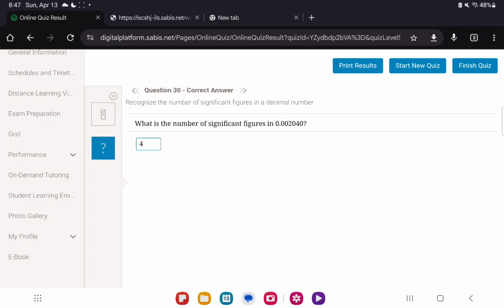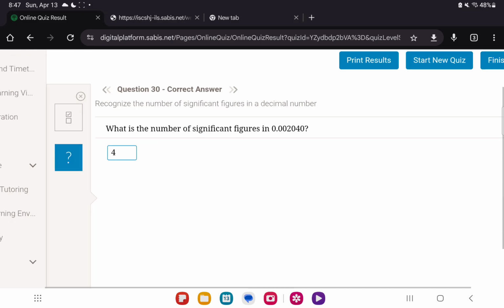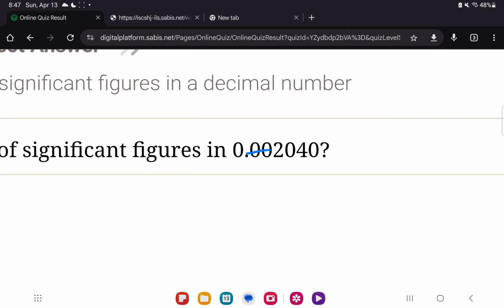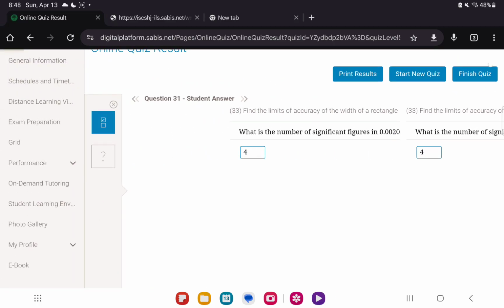Okay, here they're asking for significant figures and not for decimal places. So like I said, these zeros do not count, forget about them, and count only these. So 1, 2, 3, 4, and that's your answer. Now 31.